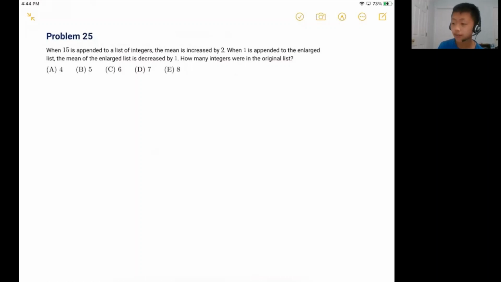So in this question, we're given a list of integers, and we're told that when 15 is appended to the list of integers, the mean is increased by 2. And when 1 is appended to the enlarged list, the mean of the enlarged list is decreased by 1. And we want to know how many integers were in the original list.